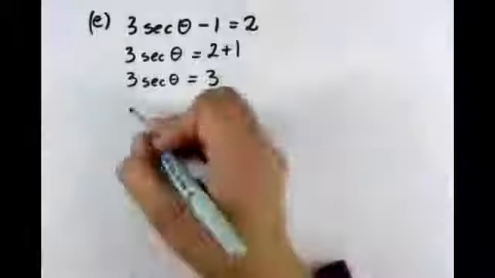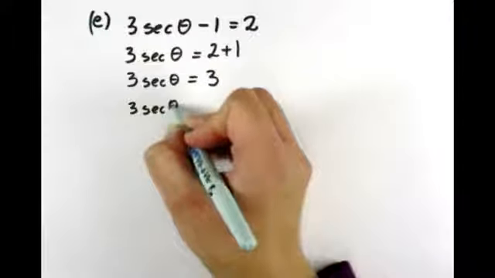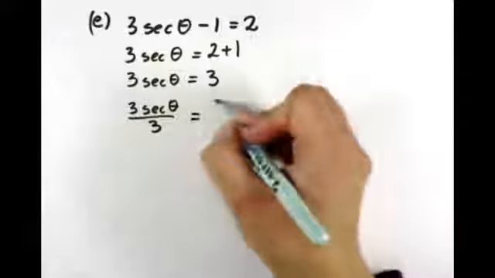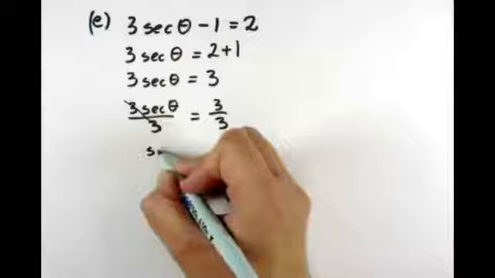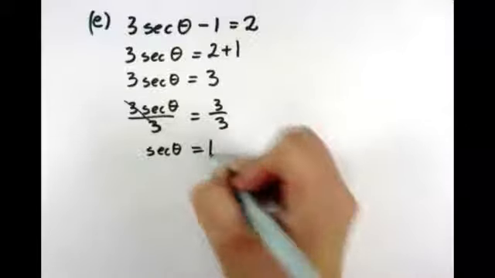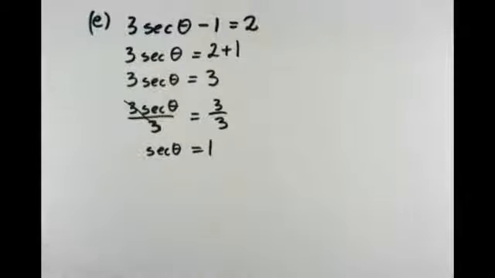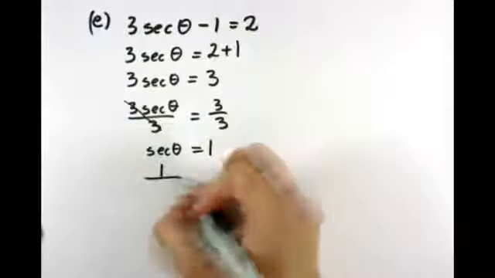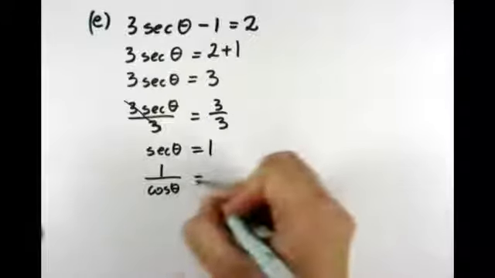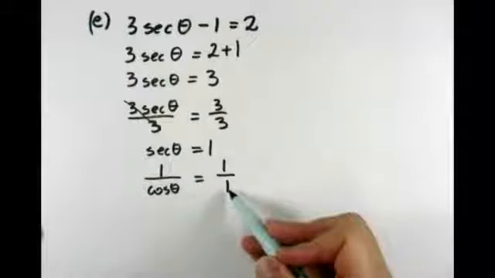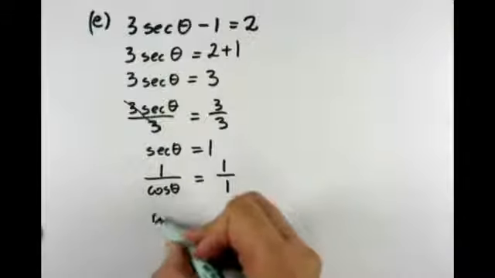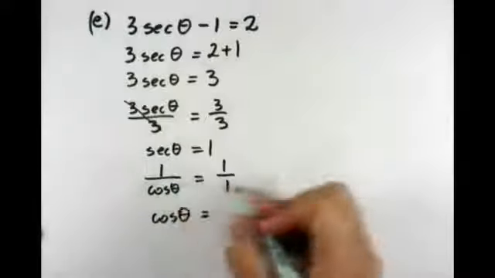Divide by 3. 3 secant theta divided by 3. 3 divided by 3 cancels out. So I have secant theta is equal to 1. Now we need the reference angle. We don't have secant, so I need to change secant: 1 over cos theta is equal to 1. 1 is like 1 over 1. I need to solve for cos, so I cross multiply. Cos times 1 is cos theta is equal to 1.